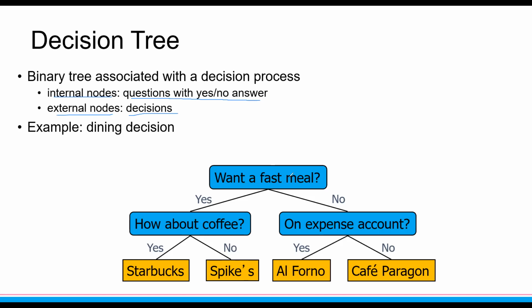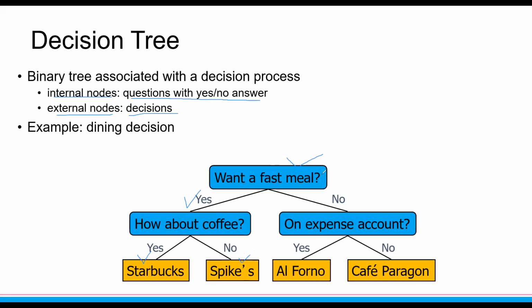Let's say I want to decide where to have my meal. I want to have a fast meal. Then you may have the question whether you want coffee or not. If yes, maybe you can just go to Starbucks. Sorry to mention a brand. If you don't want coffee, maybe you can go to Spike. This is a kind of bakery.